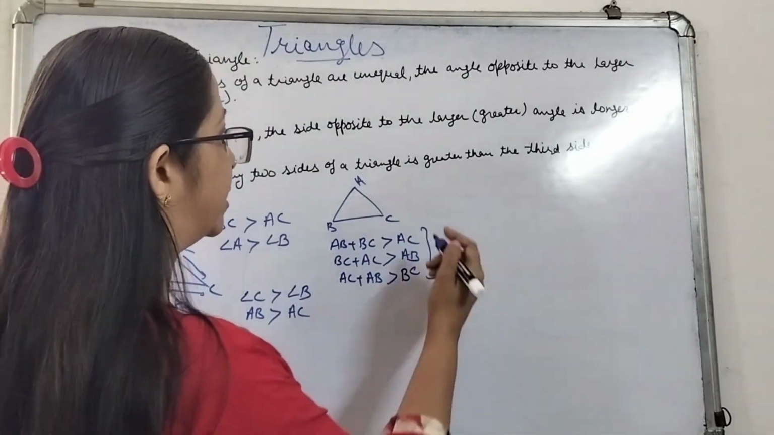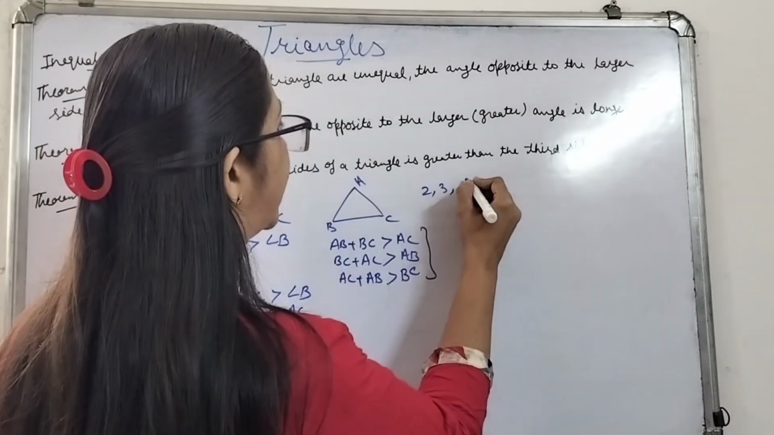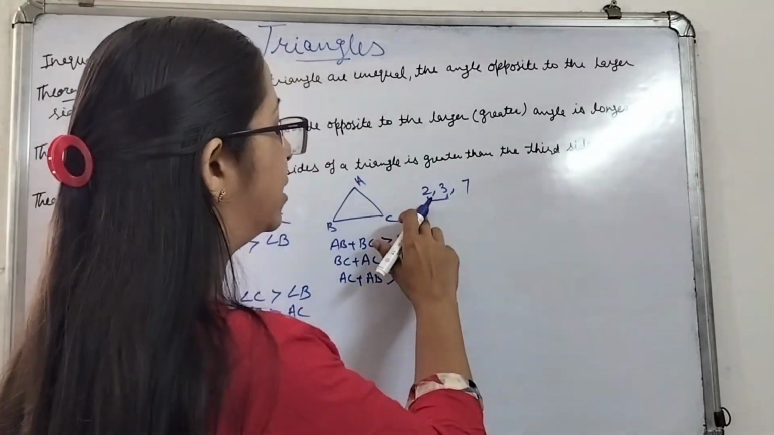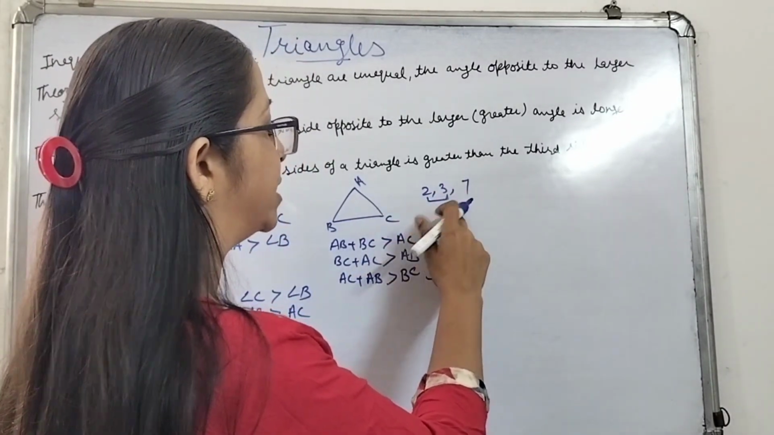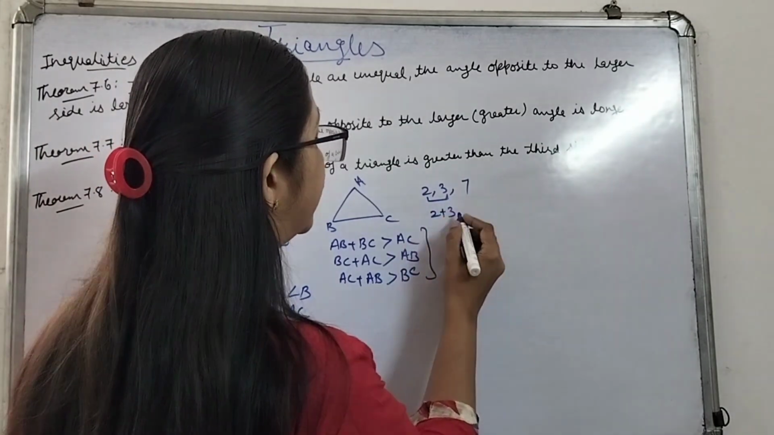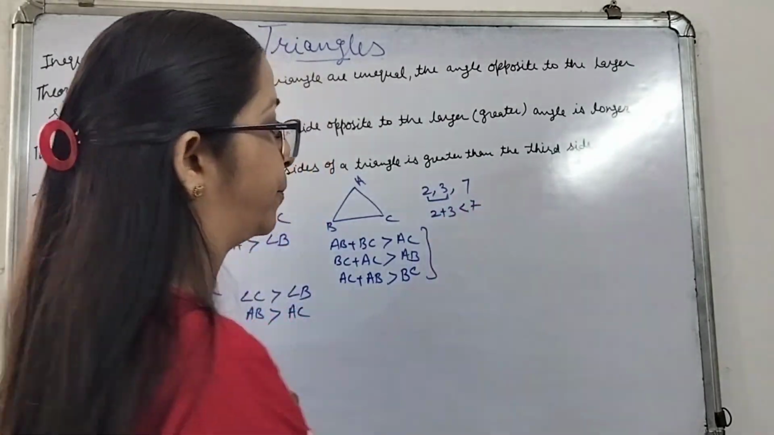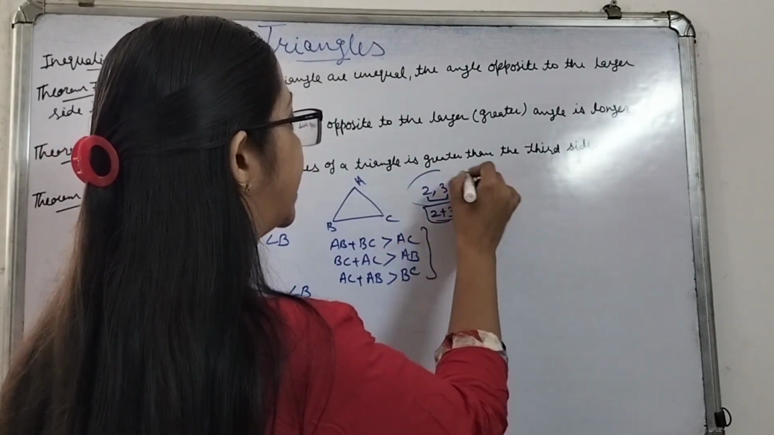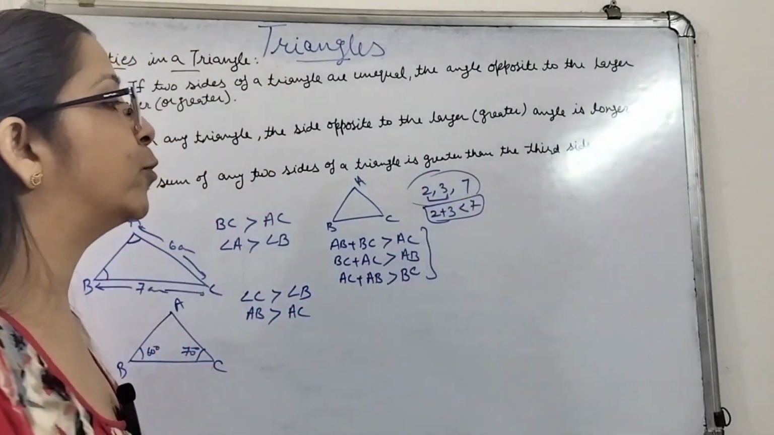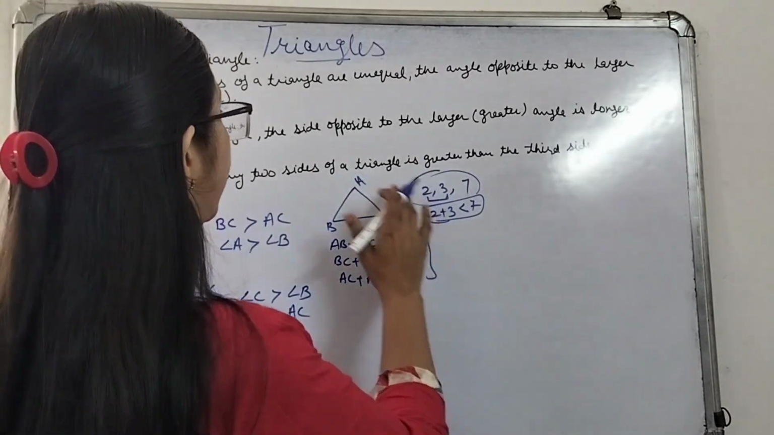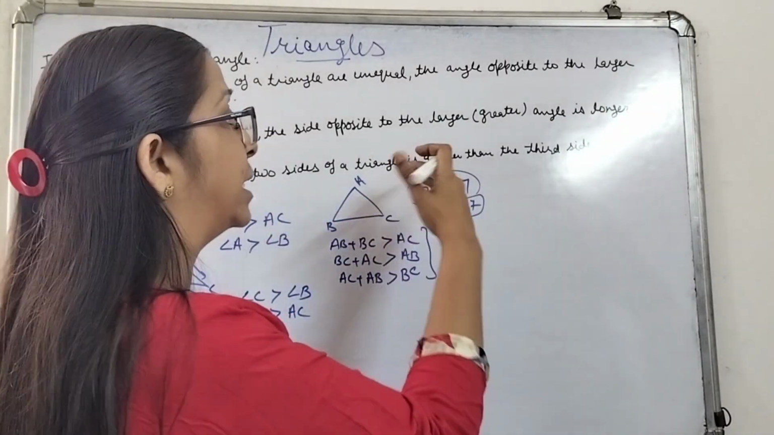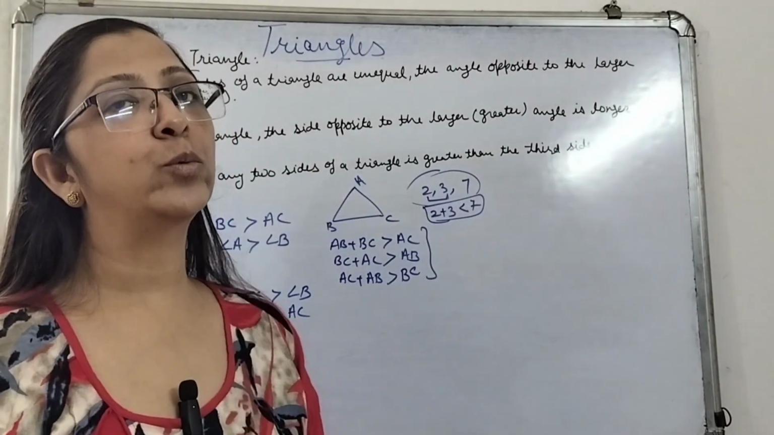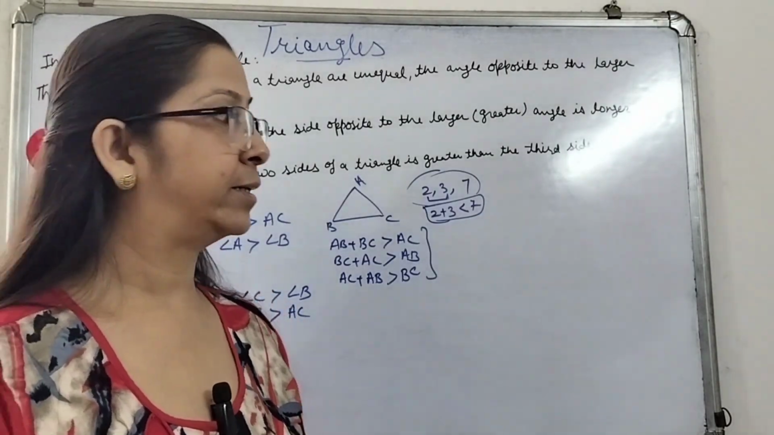We cannot construct a triangle with the sides 2, 3 and say 7, because if I join these two sides with the measurement 2 centimeter and 3 centimeter, 2 plus 3 is less than 7. So it is not possible to construct a triangle with these sides. That's the reason, if we want to construct a triangle, the sum of two sides of a triangle must be greater than the third side. If this condition is fulfilled, then only we can construct a triangle.